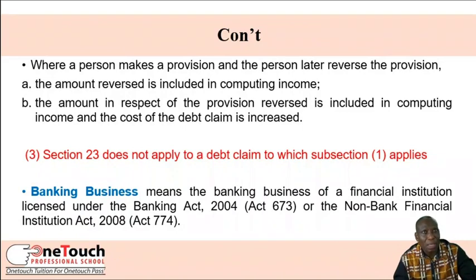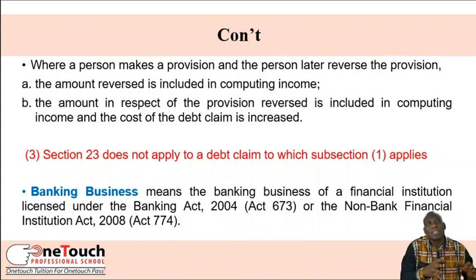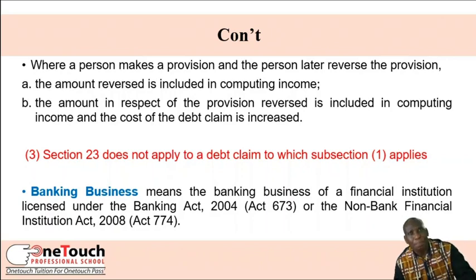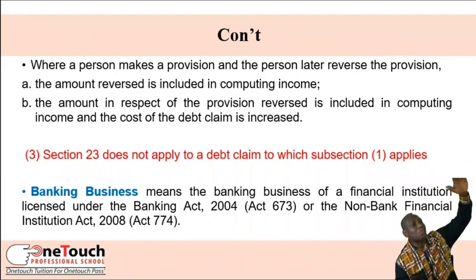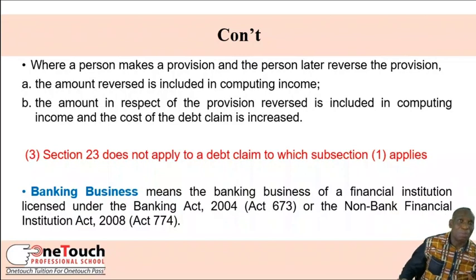Where a person makes a provision and later reverses the provision, the law is saying that the amount reversed should be included in computing the income in the year of reversal. Very, very important. Once you have reversed the provision, you have to return it back to income, because when you provided specifically for it, you charged it as an expense in the accounts, which was allowed. Having reversed the provision, the amount reversed is therefore included in computing the income for the year of reversal. Number two, the amount in respect of the provision reversed is included in computing the income, and the cost of the debt claim is therefore increased, because you have reversed the provision.